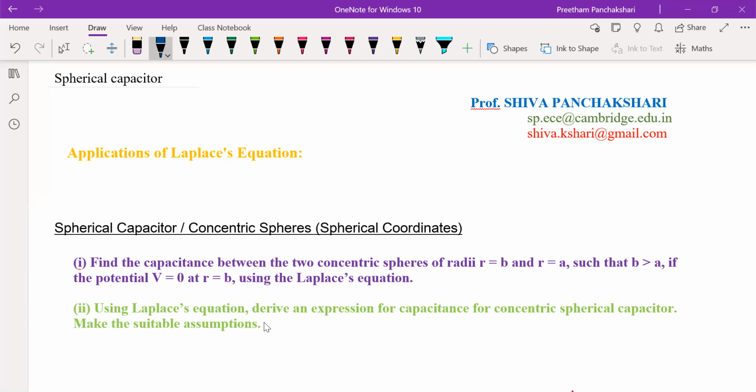In the second statement, we have to derive the expression for capacitance for a concentric spherical capacitor. That means two charged spherical conductors separated by a dielectric form a spherical capacitor. And you have to write or derive an expression for capacitance using Laplace equation. Make suitable assumptions.